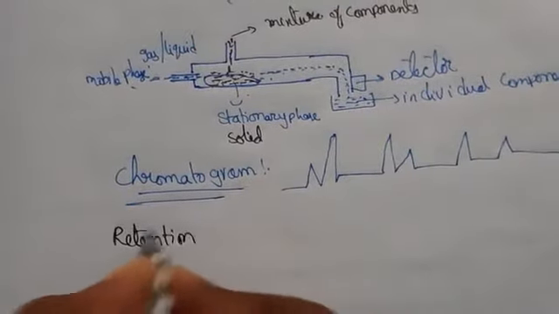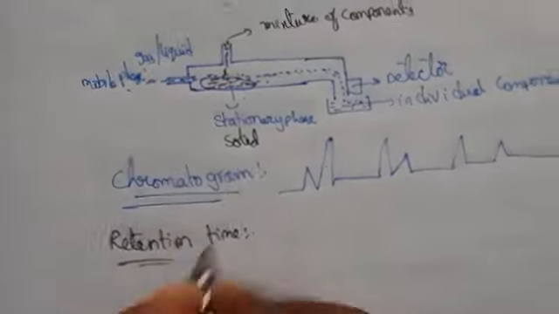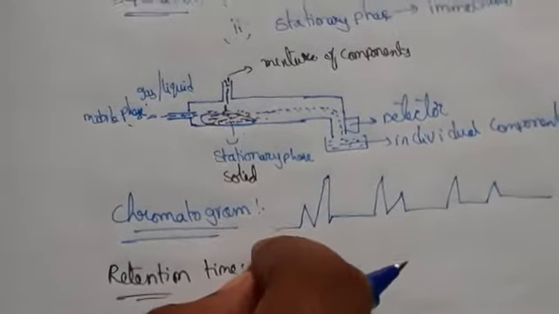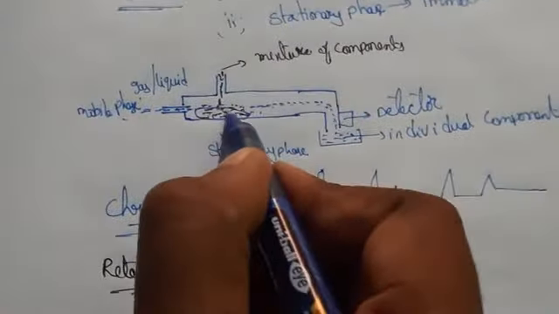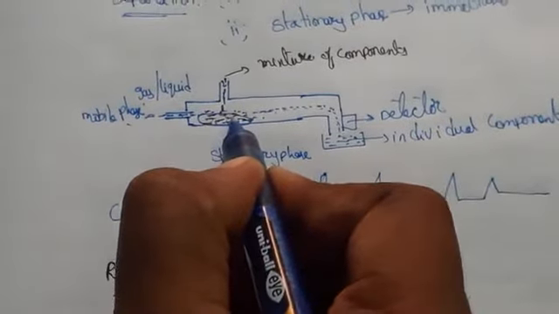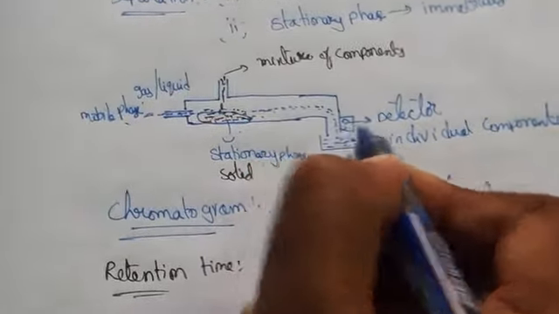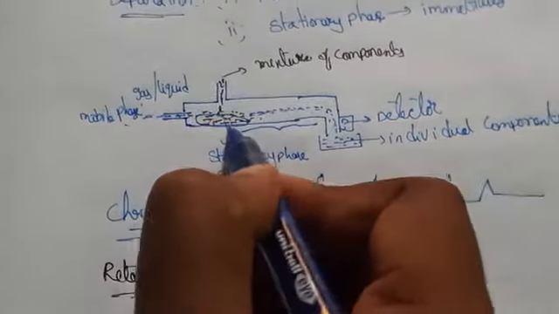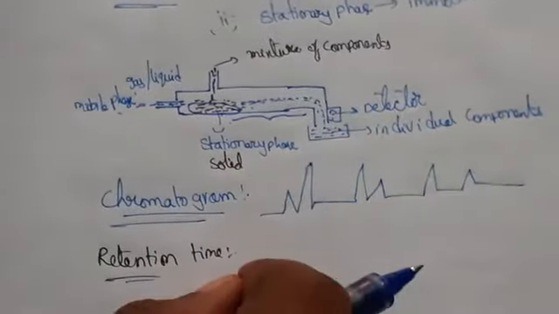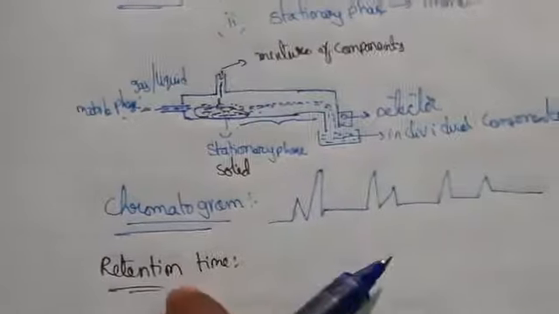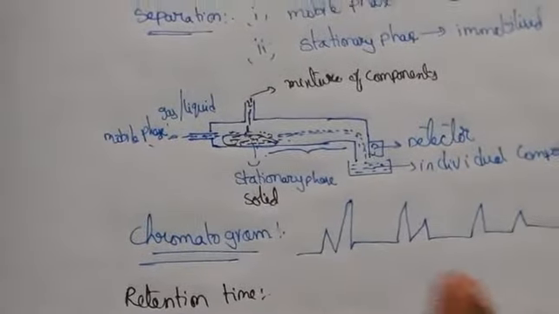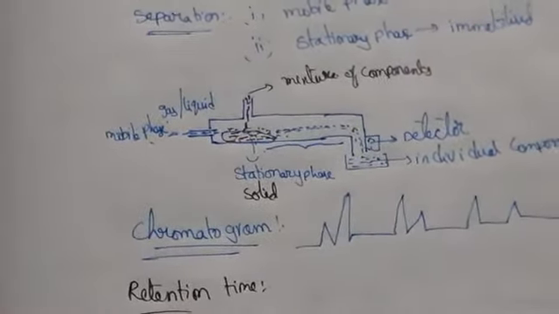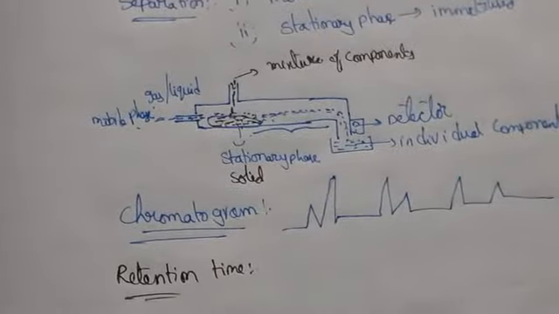Retention time or retention factor, we can say. Now here, see, in this there is the stationary phase, and here a detector. How much it has traveled, the distance between the moving phase and the detector, we call that retention time. Meaning the distance of the component moved by the solvent front, we call that retention time.